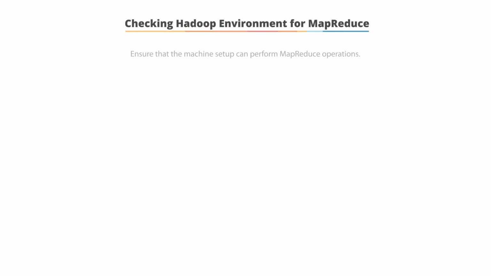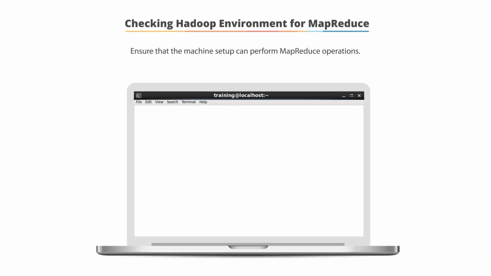Next, we'll check the Hadoop environment to ensure we have MapReduce. It is important to check whether the machine setup can perform MapReduce operations. To verify this, use the example jar files that are deployed by a Hadoop installation. This can be done by running the command shown on the screen. Before executing this command, ensure that the words.txt file resides in the data/first location.